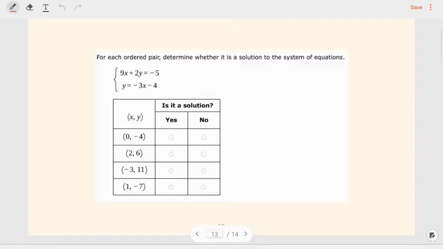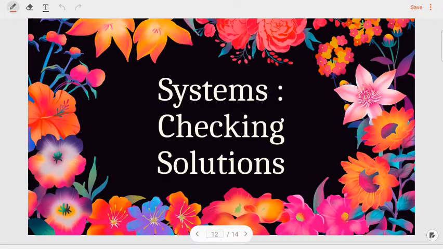In this video, we're going to be talking about systems, and we're going to be talking about checking solutions. So let's say I have graphed my answers. I found the point where they cross, but I'm wondering, did I graph those right? Is that really the solution? We're going to talk about how to check that.